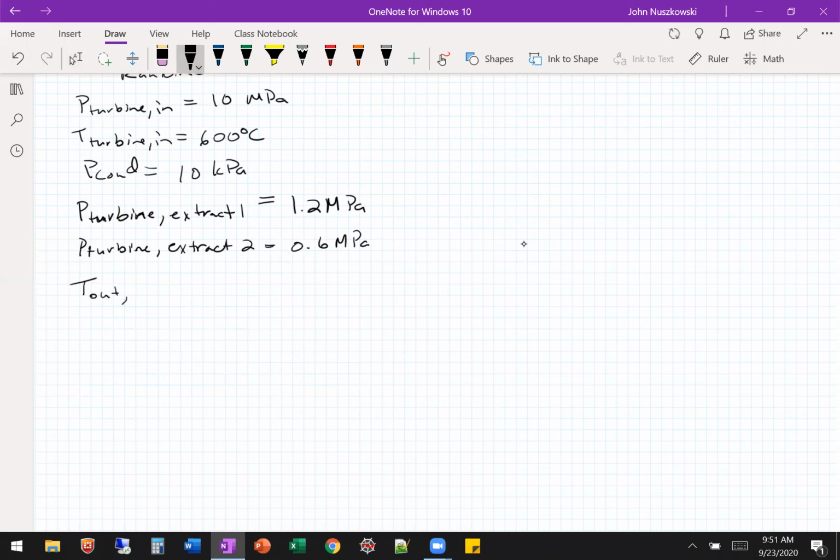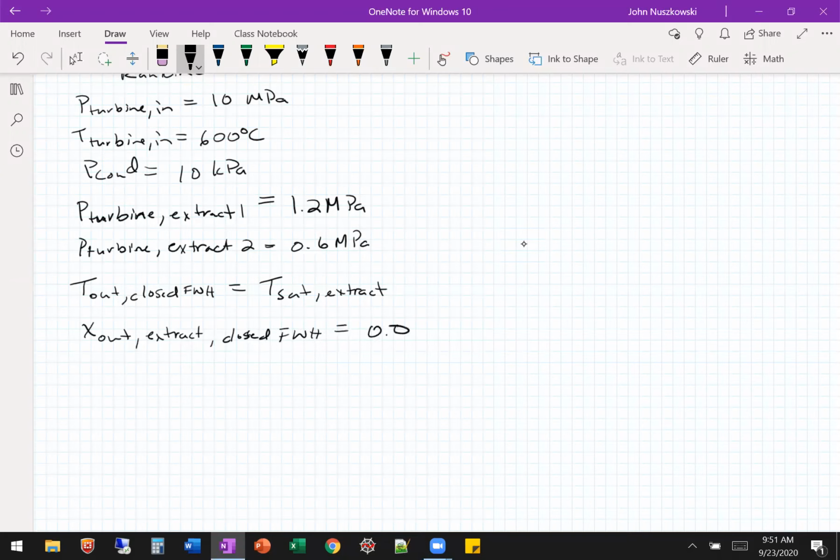And there are a couple things that are a little bit more tricky, but they tell us the temperature out of the closed feed water heater is equal to the saturation temperature, Tsat, of the extracted steam. And then the quality out of the extracted steam on the feed water heater, this is the closed feed water heater, is 0, so it's a saturated liquid, it told us.